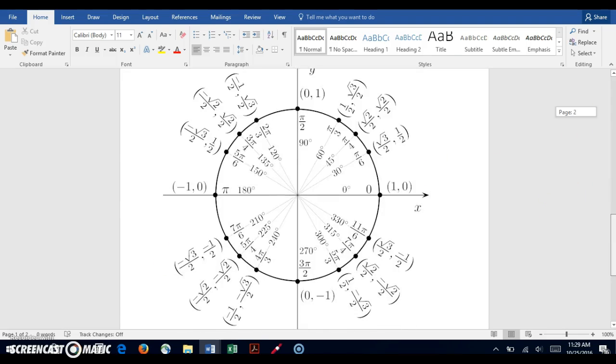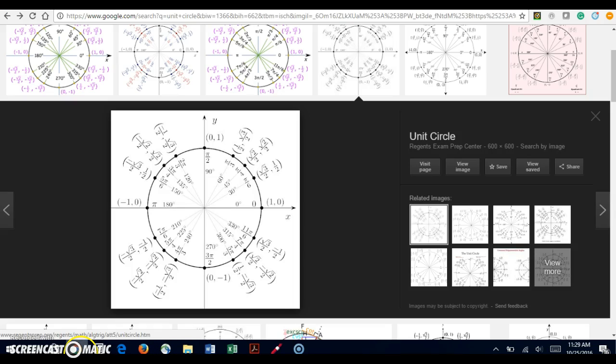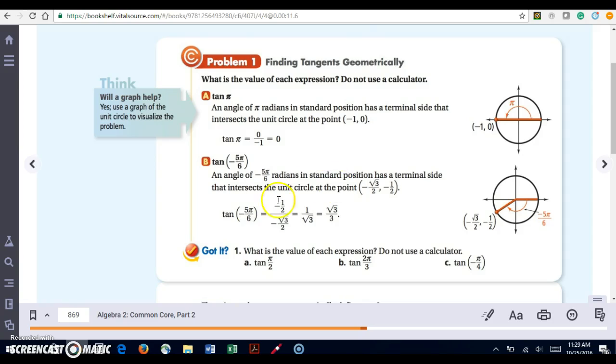So that value, negative square root 3 over 2 and -1 over 2. So I put those values in, -1/2 divided by negative square root of 3 over 2, and the 2's cancel out and my negatives cancel out, I'm left with 1 over square root 3. I can't have a square root in the bottom. That's the rule, so I will multiply top and bottom by square root 3, and I get square root 3 over 3. So tangent of -5 pi over 6 is square root 3 over 3.